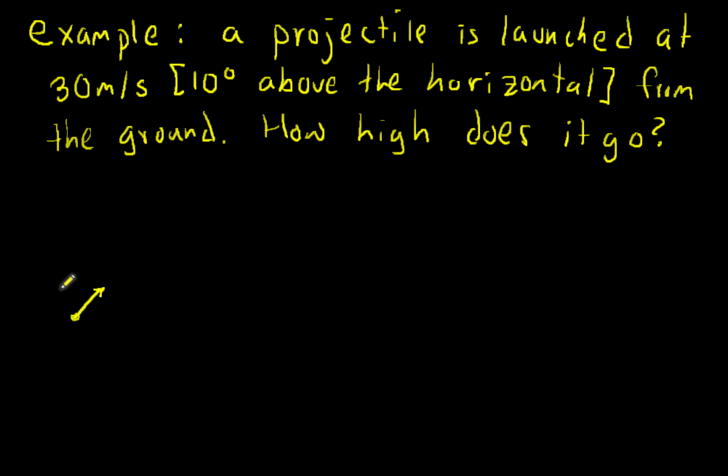We start by drawing a picture. The projectile is being launched with this Vi at an angle. It travels up and back down, and we're only interested in this halfway point where Vy equals 0, so we can find out the maximum height. This is the vertical displacement.